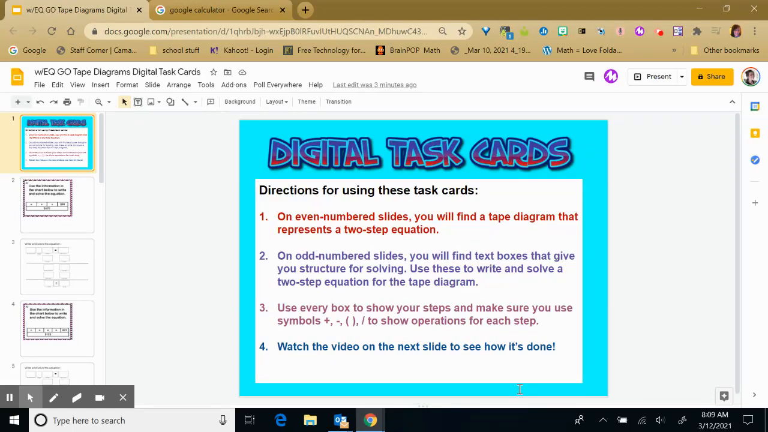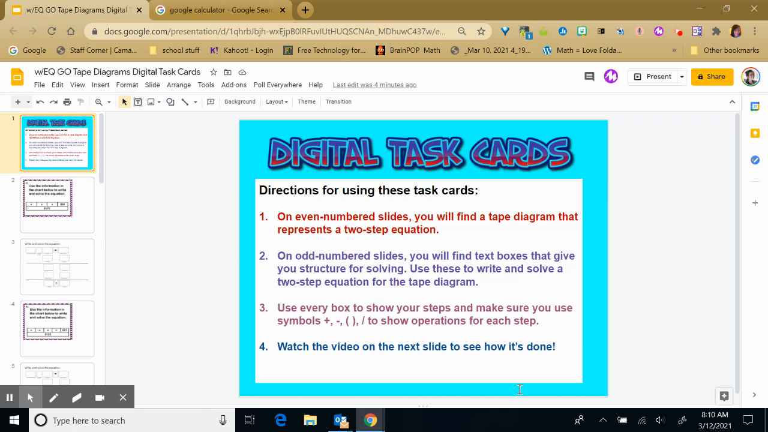Okay, so I just want to go over this really quickly and make sure that it makes sense. So the first page is directions, and I'm going to go ahead and read those. Directions for using these task cards. Number 1, on even numbered slides, you will find a tape diagram that represents a two-step equation. Of course, even numbered slides would be 2, 4, 6, 8, etc. So on those slides, you're going to find a tape diagram that represents a two-step equation.